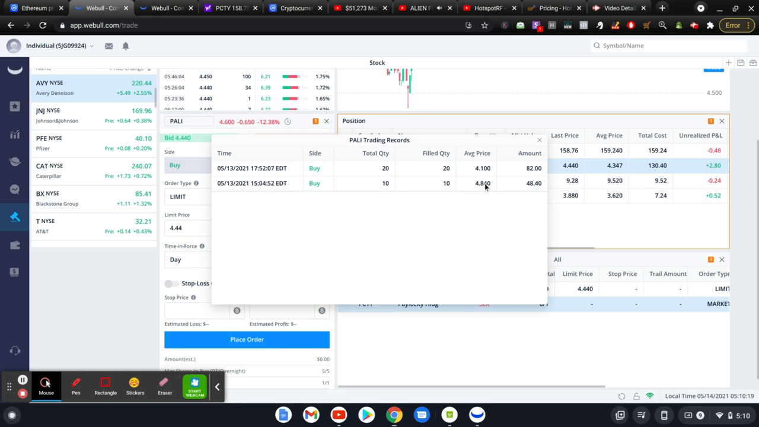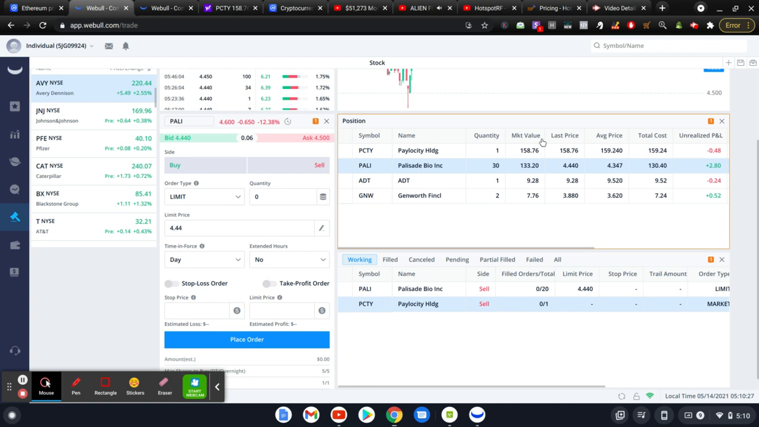So I actually overpaid on this one. You'll notice that this is the price I got this one for. This is how much I paid. The current listed price for this stock is this right here. So I listed 20, which are the ones that I bought for $4.10. So those are the ones that I listed.